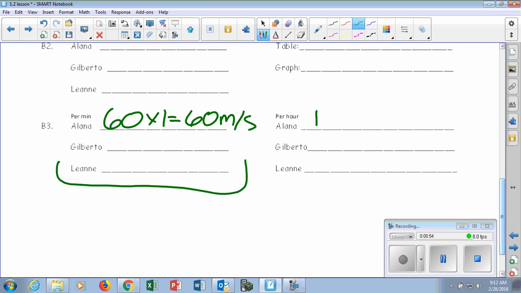So I will let you know, that was 1 meter per second. Now we want it in hours. So in hours, there are 3,600 seconds in 1 hour. 3,600 seconds equals 1 hour. I'll tell you that conversion right there.